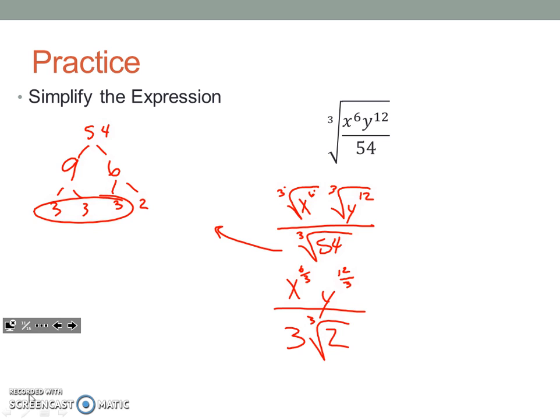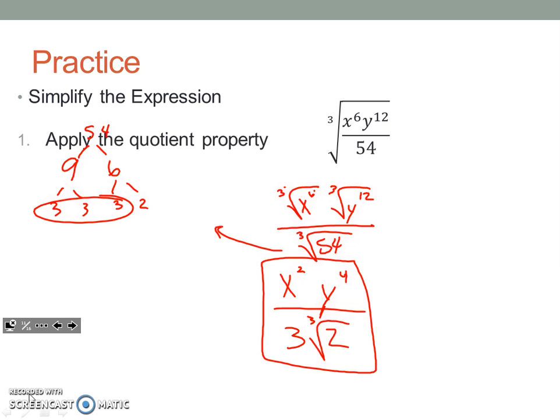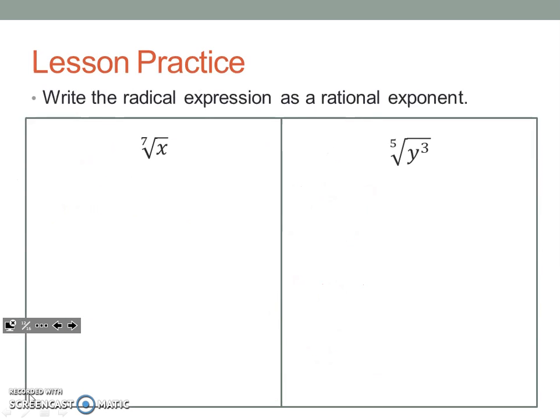Okay, and then up top, well, 6 divided by 3 gives me 2. 12 divided by 3 gives me 4. And that's my answer there. Okay, so those fractional exponents, I think, make it a lot easier to be able to divide. Okay, lesson practice problems are up here next.